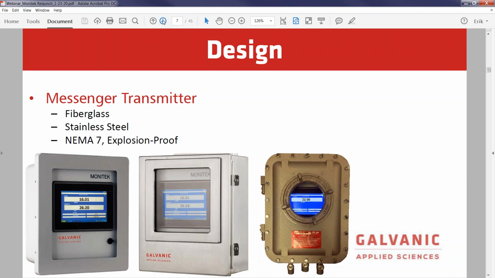So here's the design. Here's the Messenger transmitter. We have fiberglass, stainless steel, or explosion proof. And this is one of the things that's really an advantage for us. There's a number of different styles of analyzers that we can use. So we're literally from a NEMA regular, normal general purpose application, all the way up to a Class 1 Div 2 analyzer that can be installed without a purge and be able to go right into your installation.